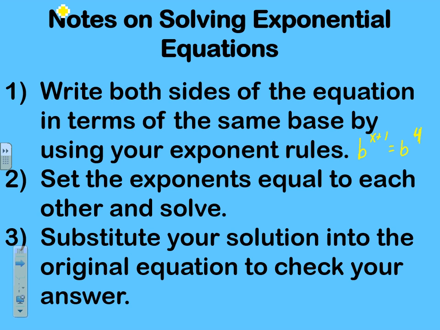Once the base is the same, whatever that number is, 5 and 5, 3 and 3, whatever, the bases don't matter anymore. And I just set the exponents equal to each other, and then I solve for whatever my variable happens to be. And then once I have the solution to my variable, we can go back and check to see if it is the correct answer.